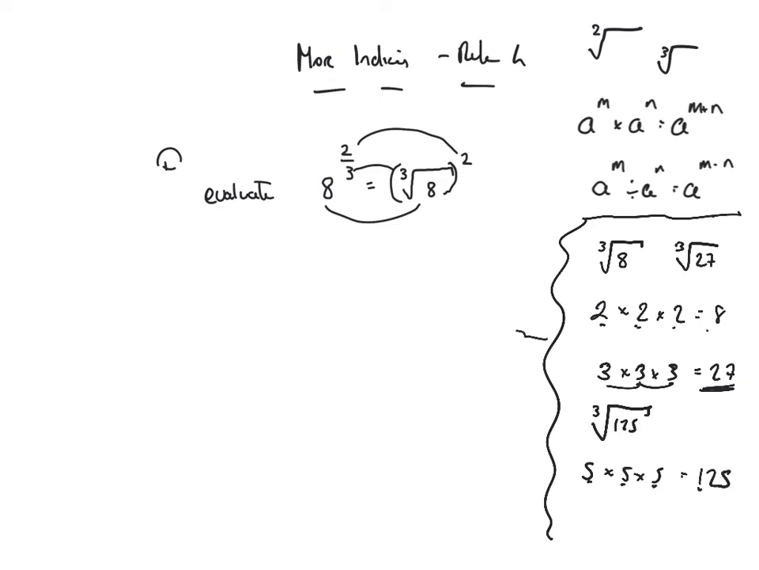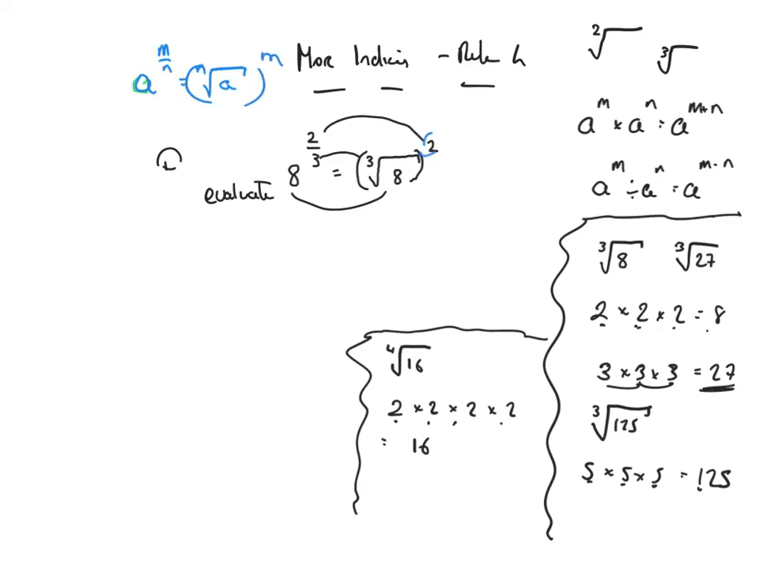Okay, so if we were to take it a bit further, what would be the 4th root of 16? Well, the 4th root of 16 is 2, because 2 times 2 times 2 times 2 is 16. 2 2s are 4, times it by 2 is 8, times it by 2 is 16.